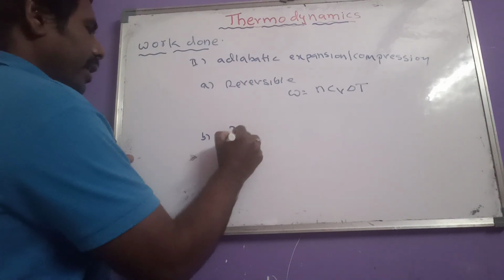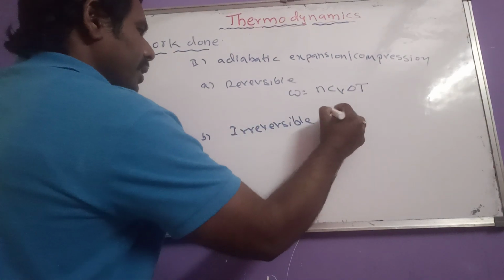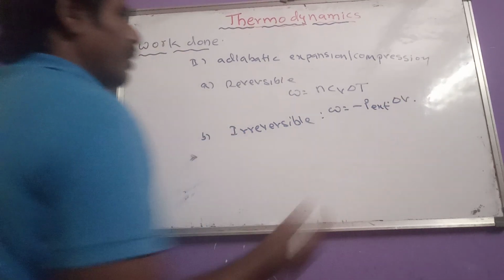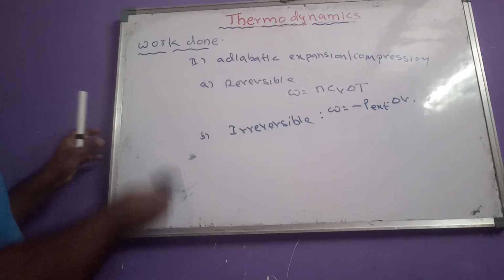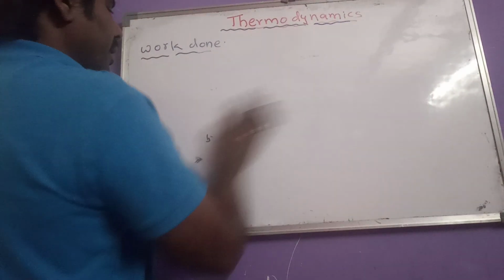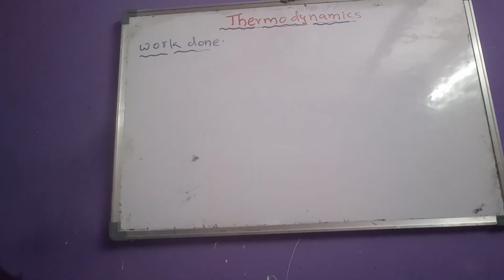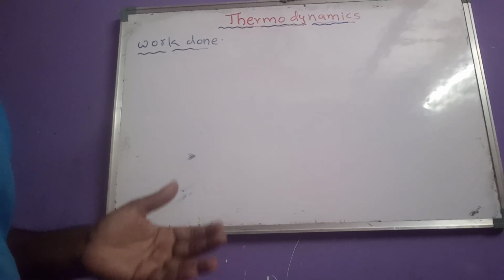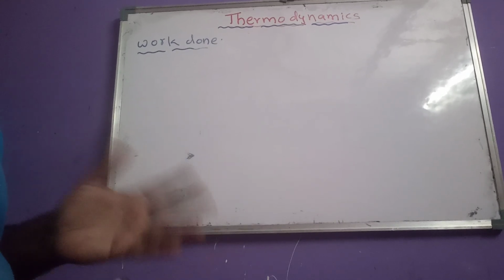And in this, irreversible means as it is, like in the previous case, the work done is minus P external into delta V. So these are the formulas to calculate work done in isothermal and adiabatic expansion or compression, and also in case of reversible and irreversible. And one more important thing here, work done in vacuum, that means free expansion or free compression, whatever it may be.